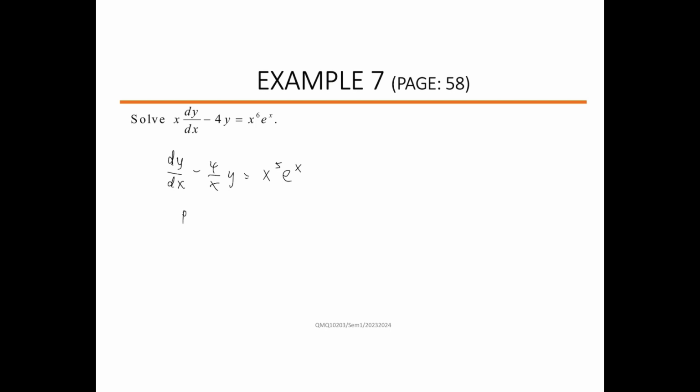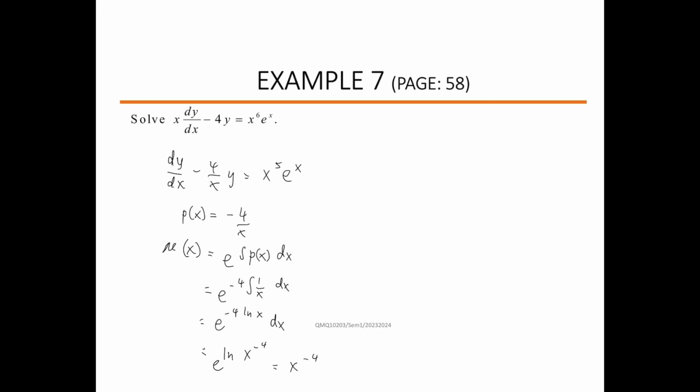So now what is our P(x) here? P(x) is negative 4 over x. So find the integrating factor. Mu(x) is e to the power of the integral of P(x) dx. So e to the power of negative 4 outside, the integral of 1 over x dx. So we get e to the power of negative 4 ln x, which is e to the power of ln x to the power negative 4. Here we have x to the negative 4.